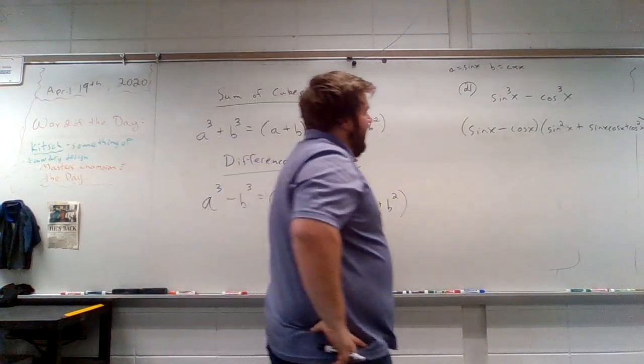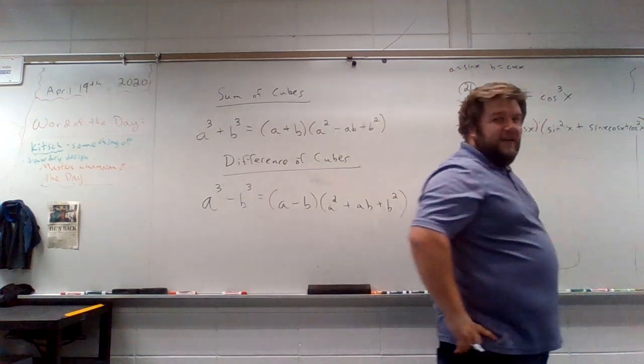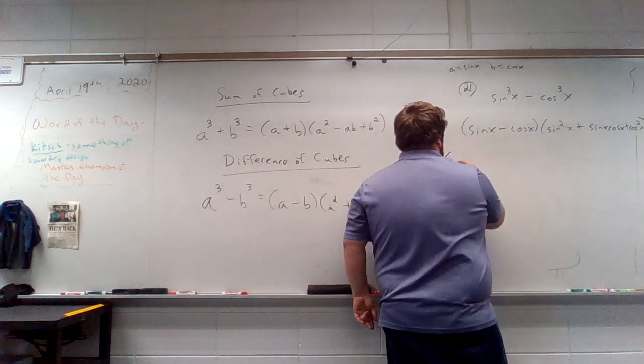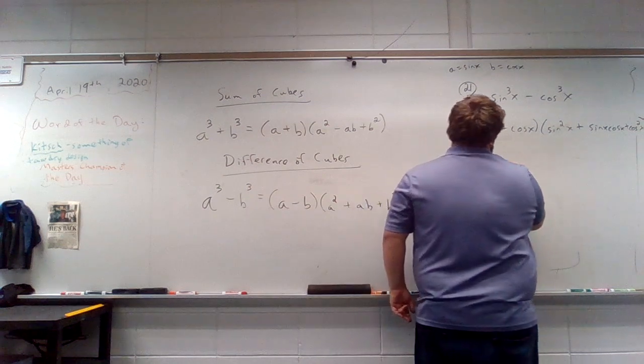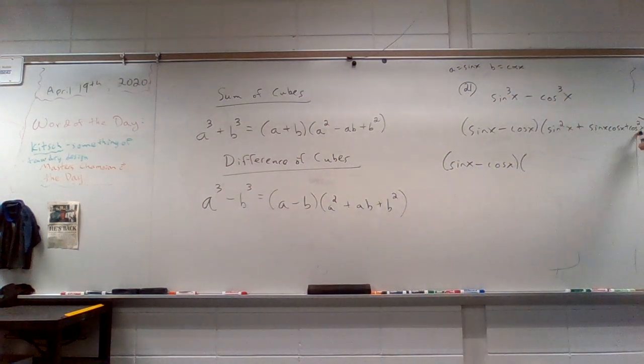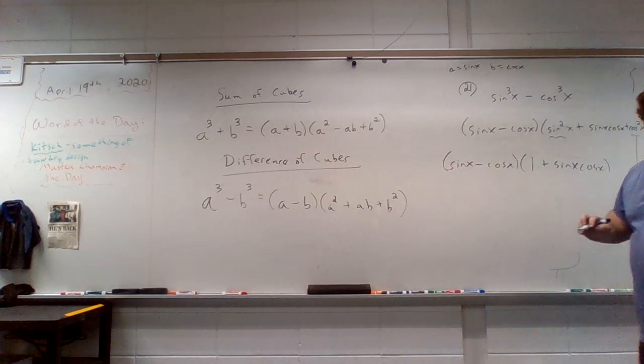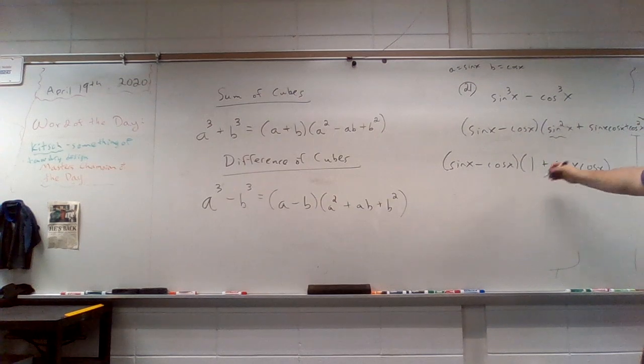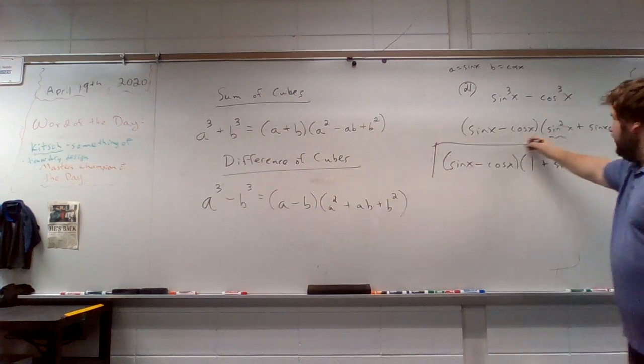Of course, if I have this sine minus cosine, I can't do anything with it. But what's sine squared plus cosine squared? That's 1. So I would combine those two, and I would get 1 plus sine x cosine x. And I would want to go ahead and simplify that once I factor.